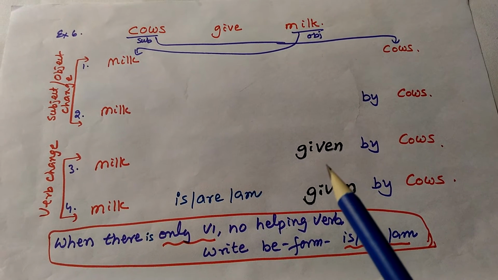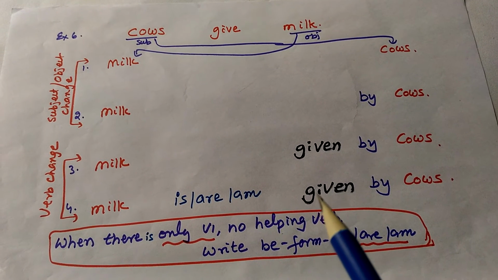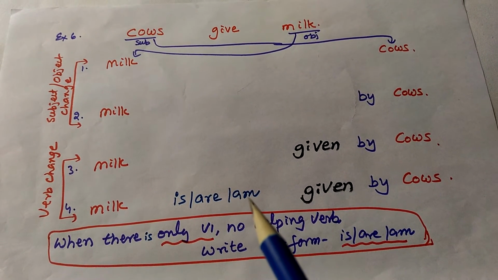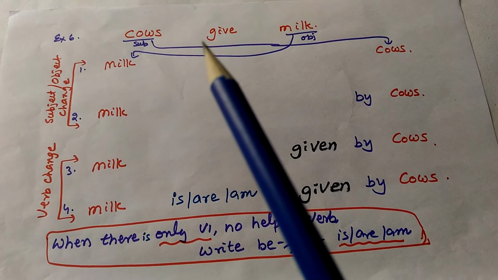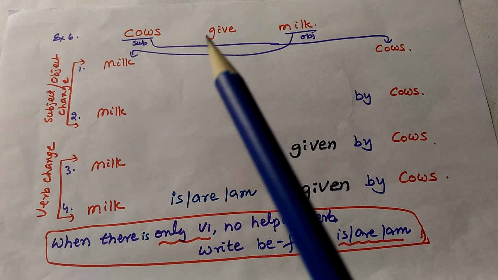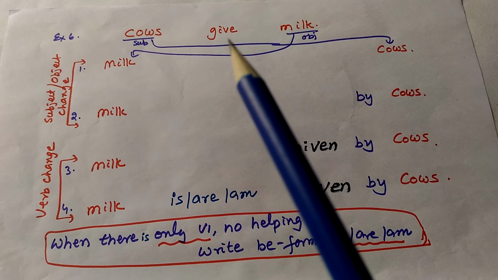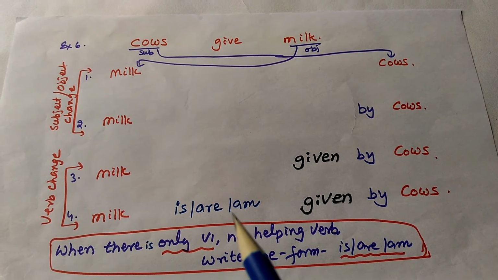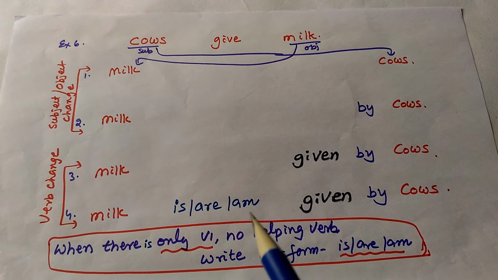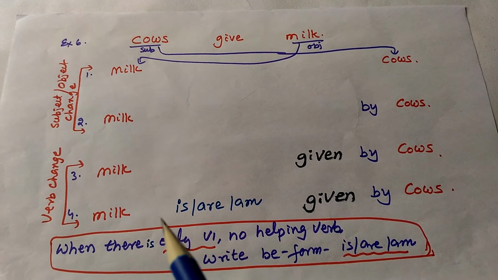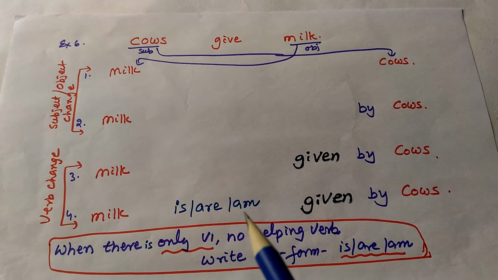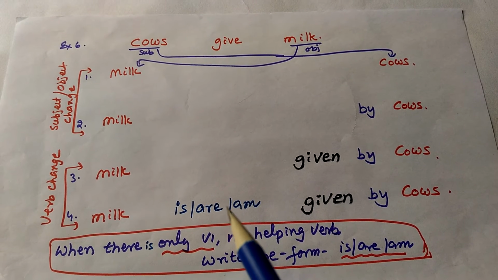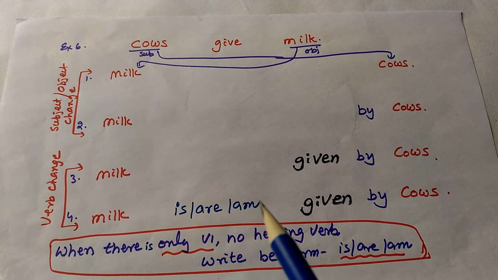changed into given. And next we have to add an appropriate be form to the helping verb. But in the question there is no helping verb. So the main verb is verb 1 form. So we have to write is, am, or are. These are the appropriate be forms. But all the three forms cannot be written here. Only one is to be kept, and the rest are to be removed.